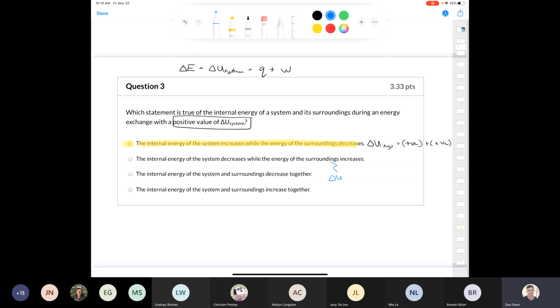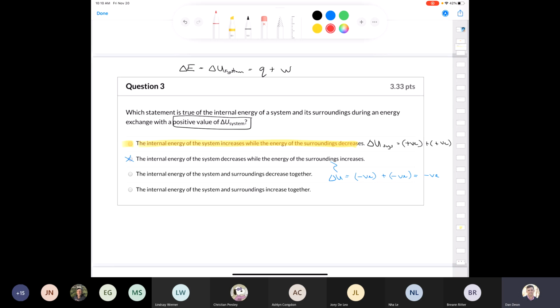If you look at the delta U here, it says, what's the delta U when the internal energy of the system decreases? Well, in that case, your Q would be negative, while the energy of the surroundings increases. That would mean that work is being done on the surroundings by the system. That means you're adding two negative numbers. That means your delta U is definitely going to be a negative number. So that cannot be the correct answer.